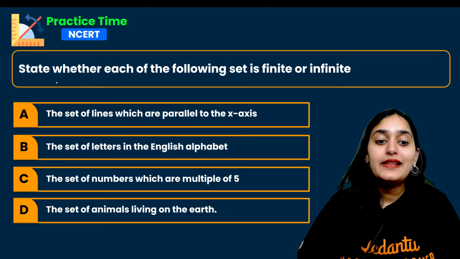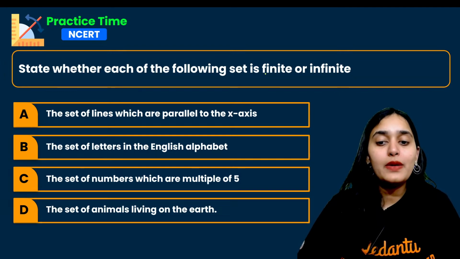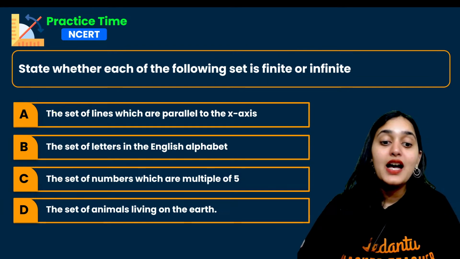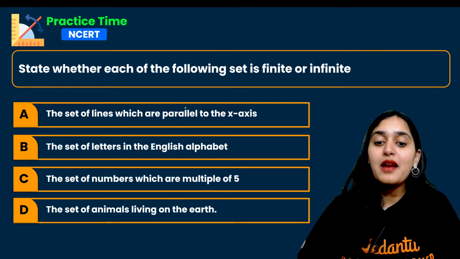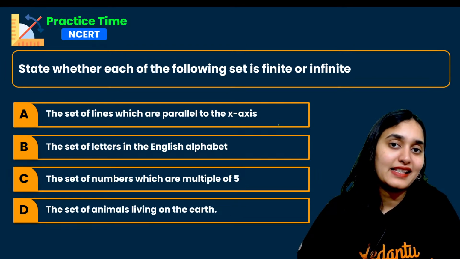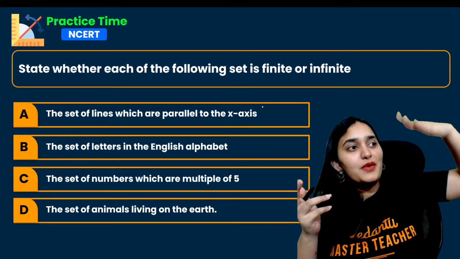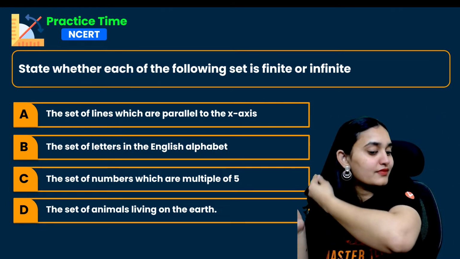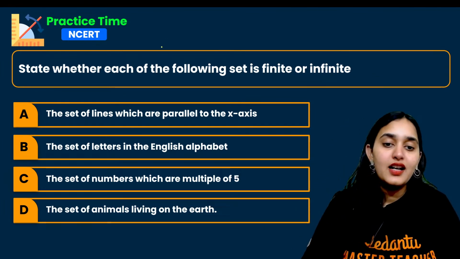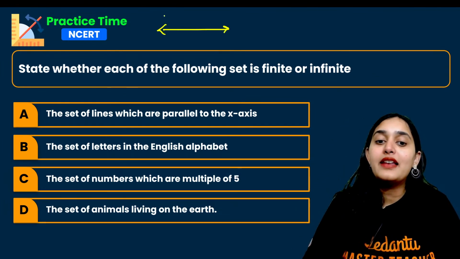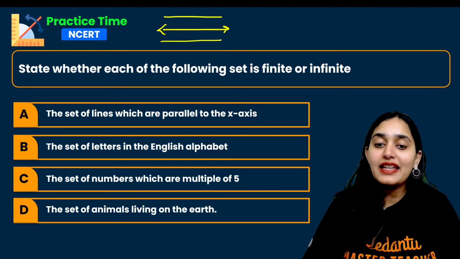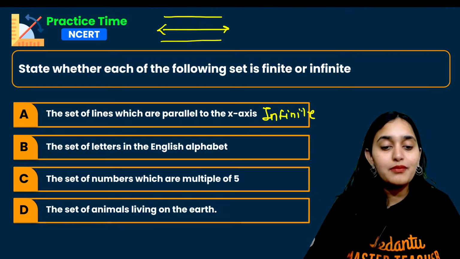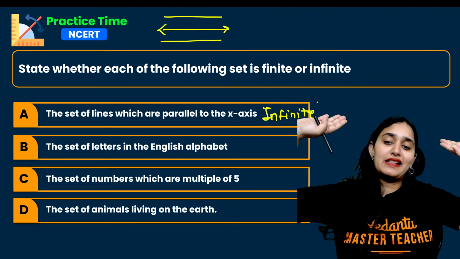Next question. State whether each of the following sets is finite or infinite. Quickly tell me the answer. Set of lines which are parallel to the x-axis. How many lines are parallel to the x-axis? Finite or infinite? Parallel lines to a given line are always infinite. There can be so many lines parallel.